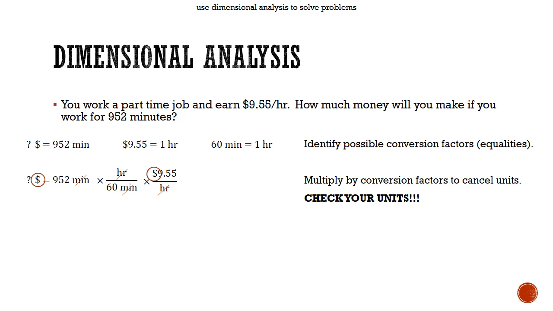So now it's just a matter of solving it and plugging it in our calculator, getting an answer. And if we do that, we're going to take 952. I could hit times 1, but that's not going to change anything. Divided by 60, because 60 is in the denominator, and then times 9.55. And then I could hit divided by 1 if I wanted to. Again, it's not going to change anything. The moral of the story there is if the number is in the denominator, you divide. So 952 divided by 60 times 9.55. And in this case, we will get $152 for our work. And so we have answered the question, $152.